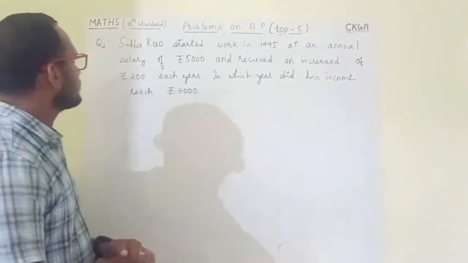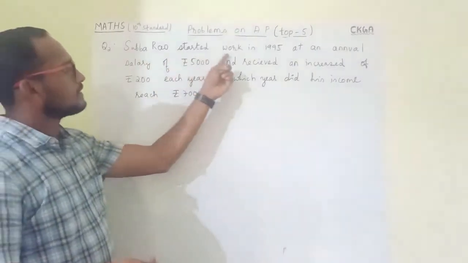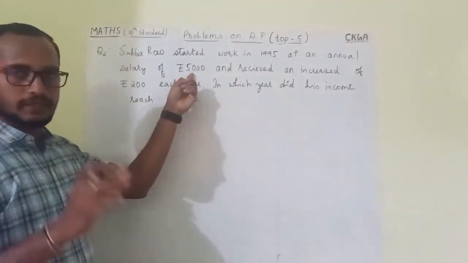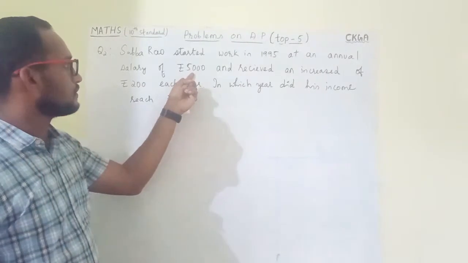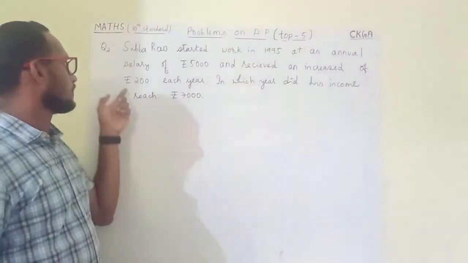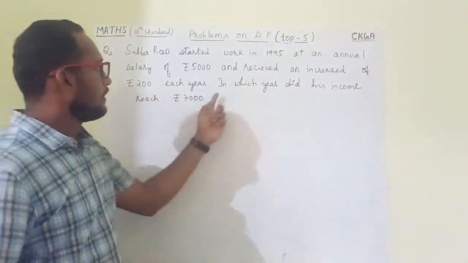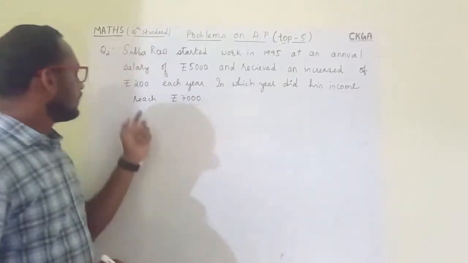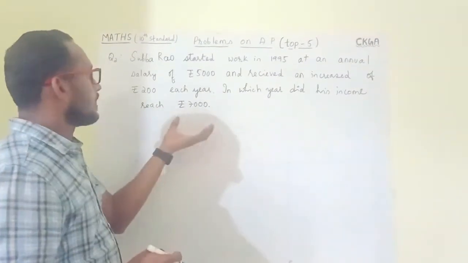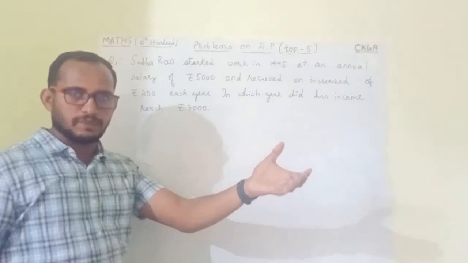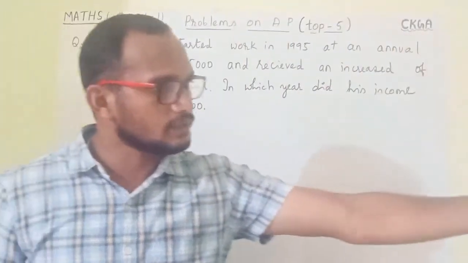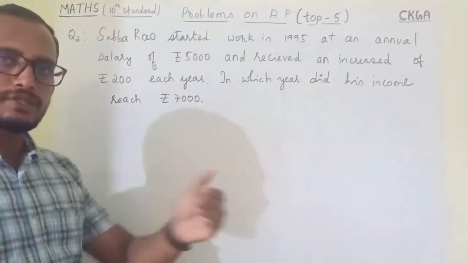Now question 2. Subbarao started work in 1995 at an annual salary of rupees 5,000 per year. He received an increase of rupees 200 each year. So you can say 200 is an increment. In which year did his income reach rupees 7,000? So I need to find in which year his annual salary will be 7,000, which means 5,000 was the initial salary. To reach 7,000, how many years is Subbarao going to take?